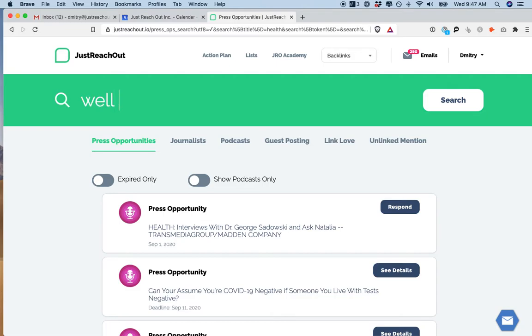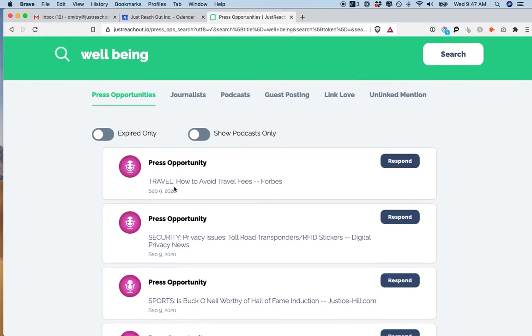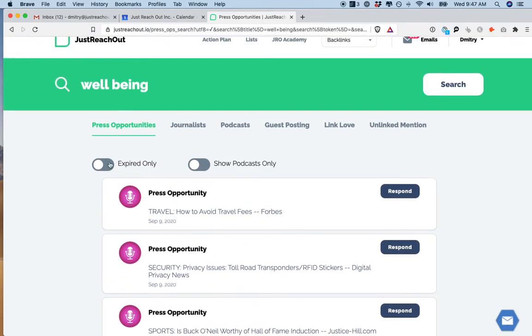I might say well-being will be another one that I might look at. And these terms are things that you will be putting in here to do some research, to try and figure out what it is that people are asking about.